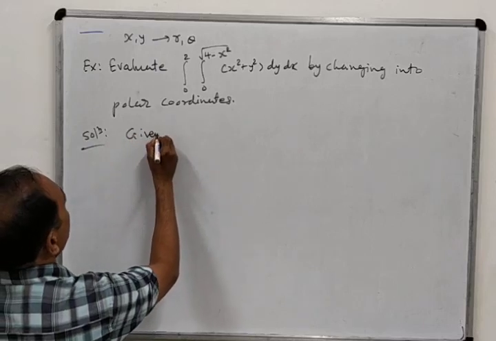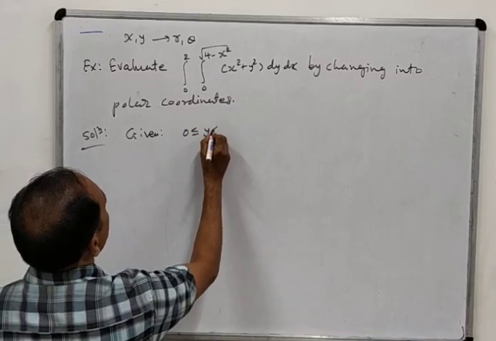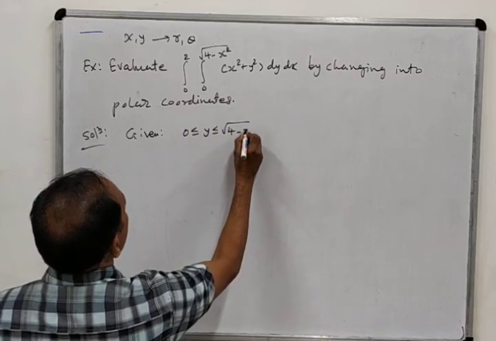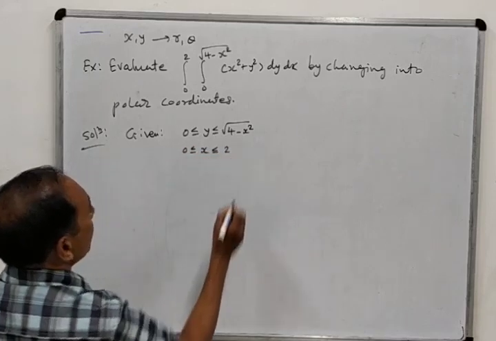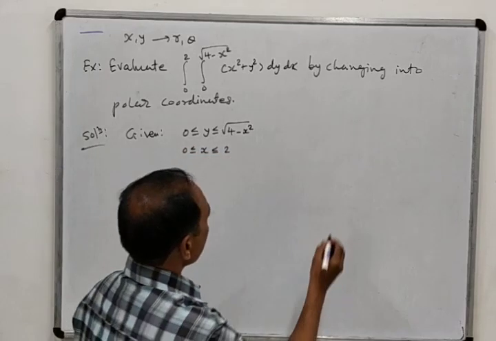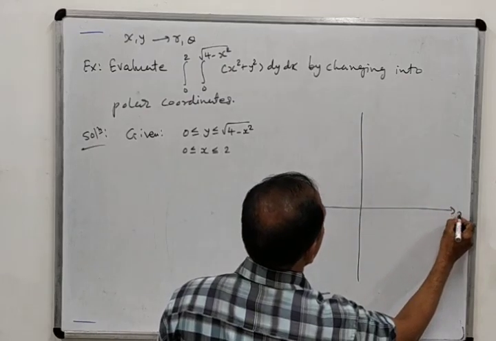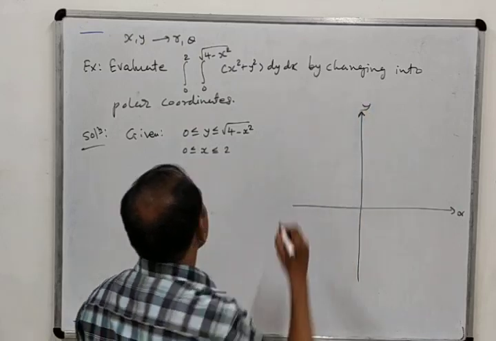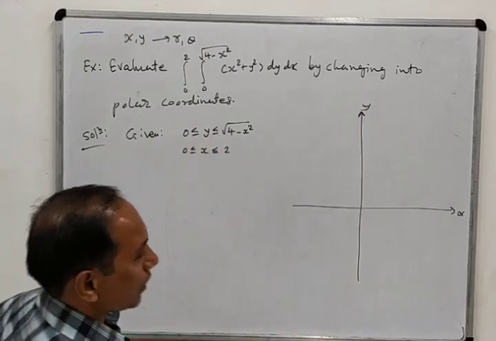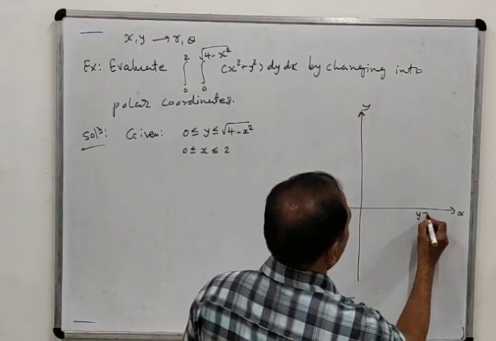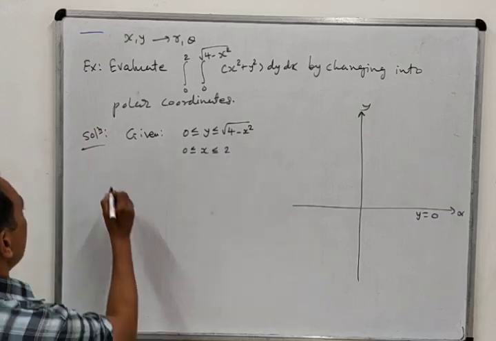given the limits of y. So 0 less than or equal to y less than or equal to root 4 minus x square, and 0 less than or equal to x less than or equal to 2. Okay. So from this we will draw a figure. Figure is very compulsory to draw. So here y lies between y equal to 0 and y equal to root 4 minus x square.